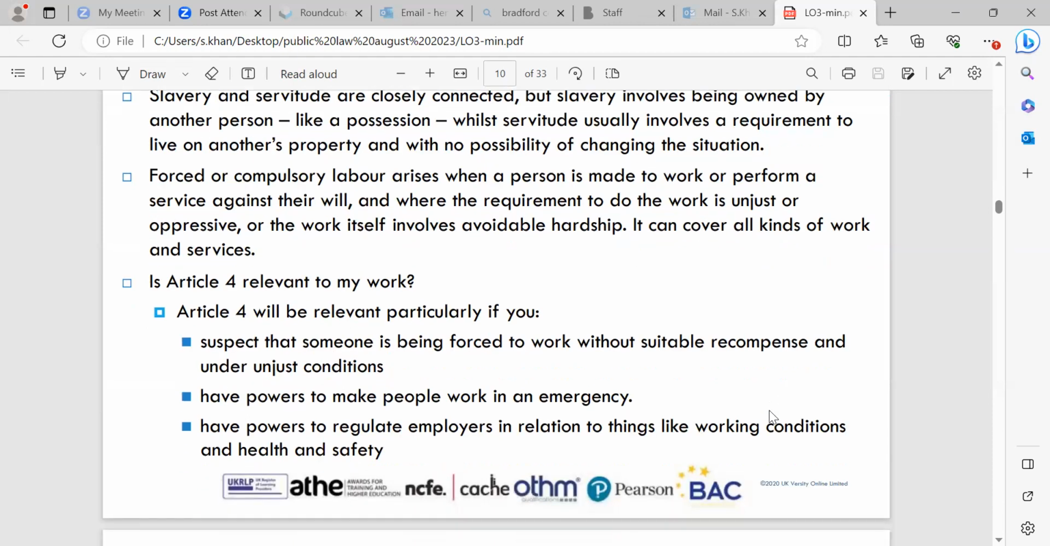Is Article 4 relevant to my work? Article 4 will be relevant particularly if you suspect that someone is being forced to work without suitable recompense and under unjust conditions, if you have powers to make people work in an emergency, or if you have powers to regulate employers in relation to things like working conditions and health and safety.